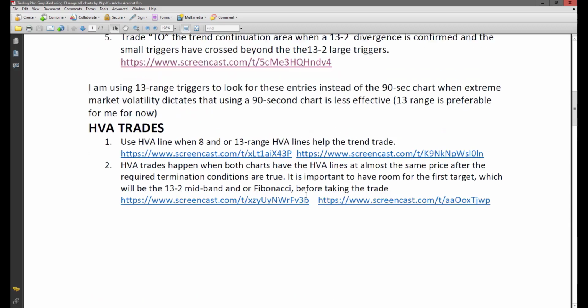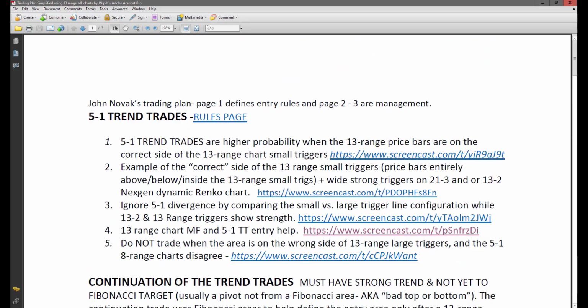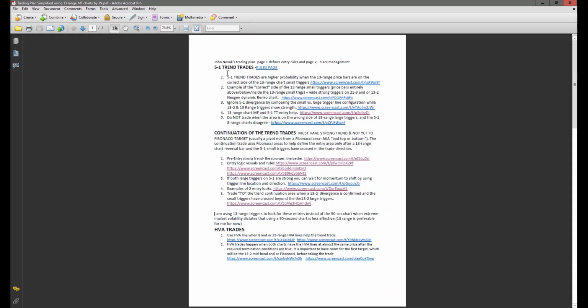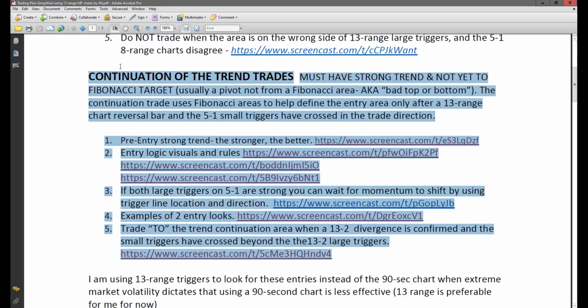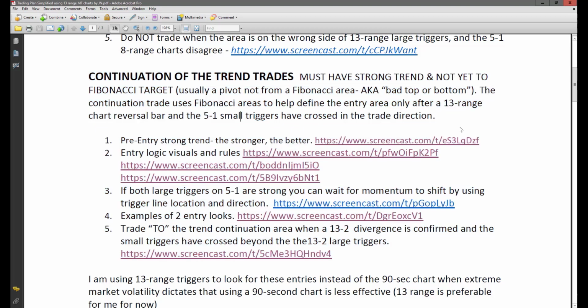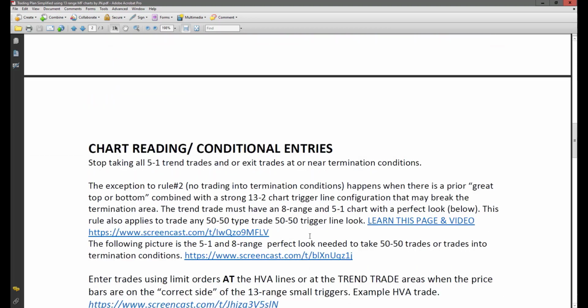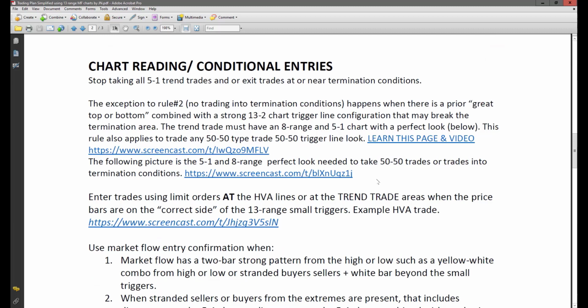Now, that's it. So that's my whole trading plan for entries. 5-1 trend trades basically right out of the book. High volume area trades right out of the book. And the only exception is the continuation trade if what? What has to happen? Remember? Strong 21.3, strong 13.2, signals, small triggers rolling. Really nice addition. Now, chart reading.